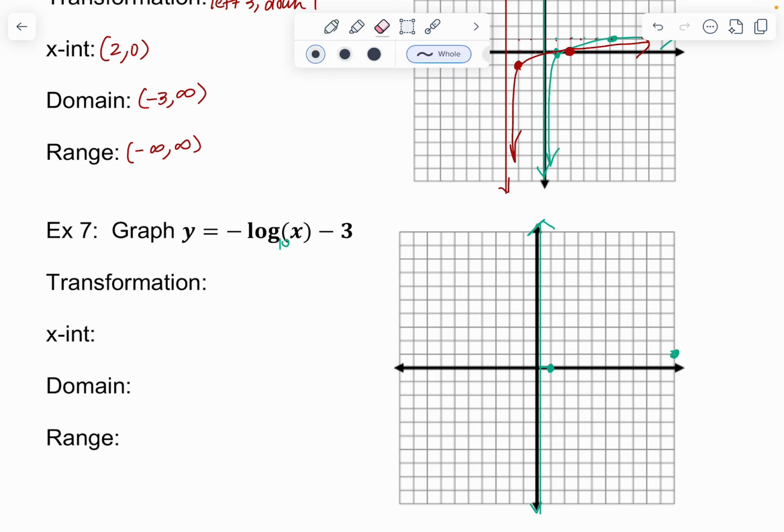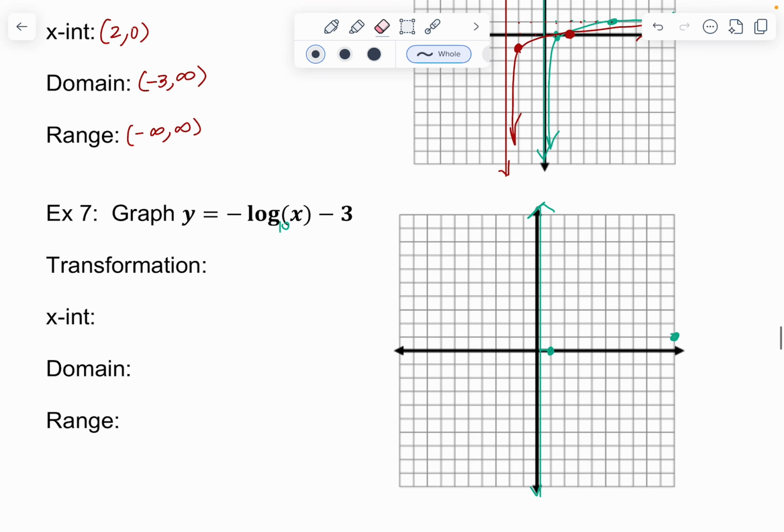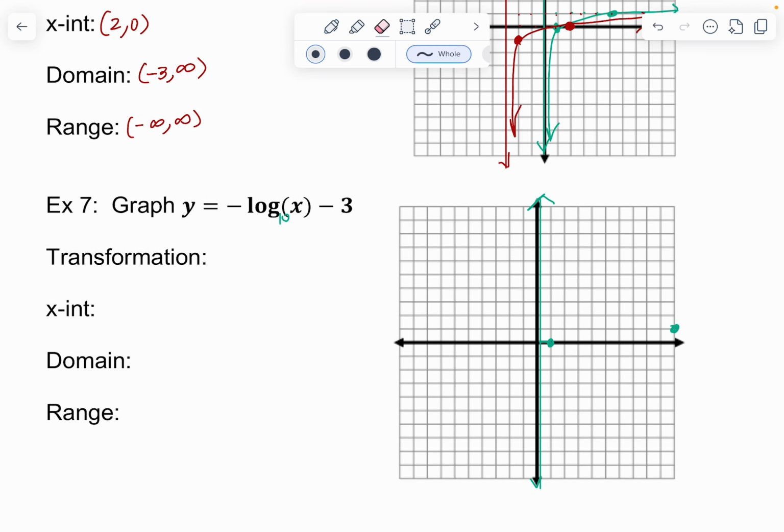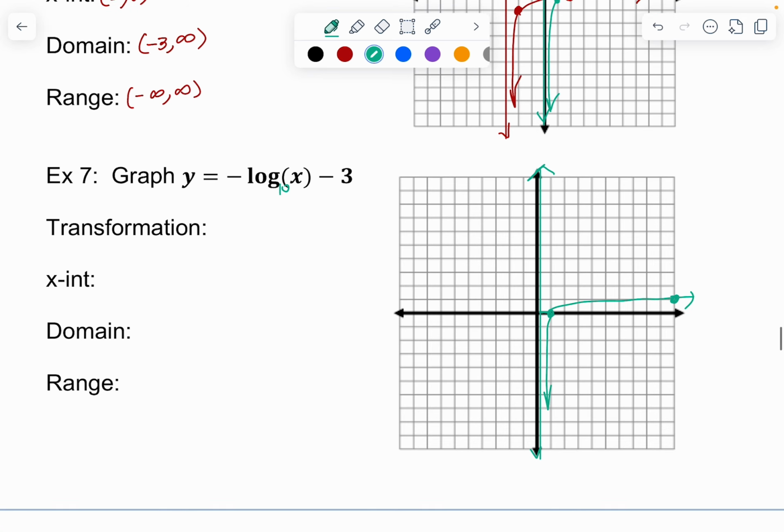And always going up 1 unit to get that other point. And so down towards the asymptote, up towards the right. And so this time we have a reflection across the x-axis. We're gonna have to do that first. And then we have a down 3. That -3 is outside the parentheses, outside the log.